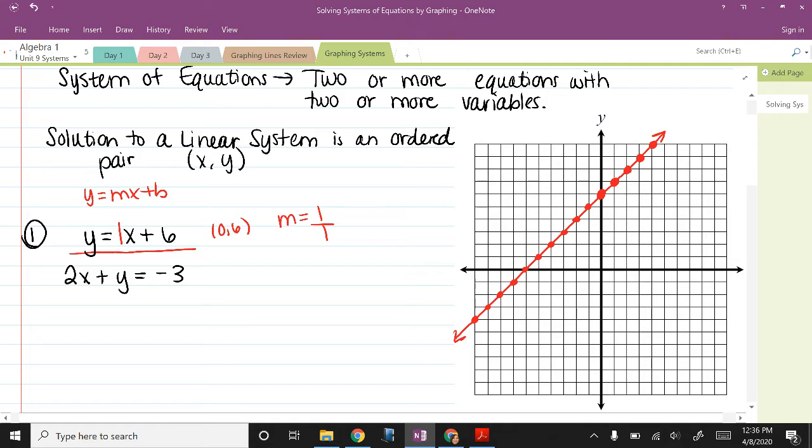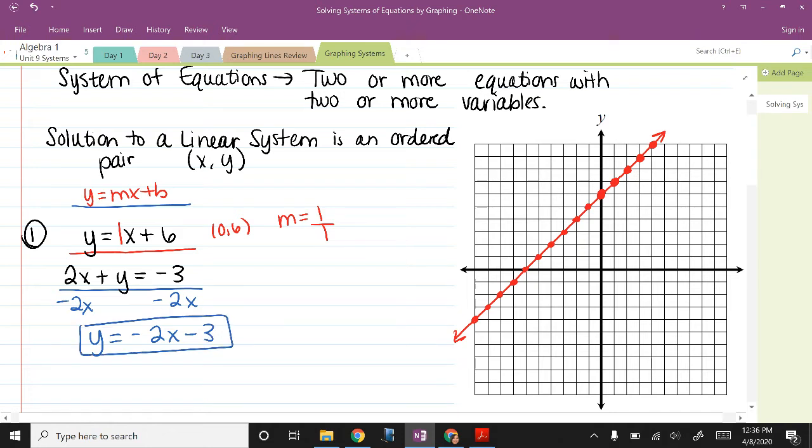All right, so my second equation says 2x plus y equals -3. And if you notice, that does not look like y equals mx plus b. So my first job is to get it in slope-intercept form. So I'm going to subtract that 2x on both sides. And then I have y equals -2x minus 3. Well, now it's in slope-intercept form. Good. My y is by itself, and that's how you know.